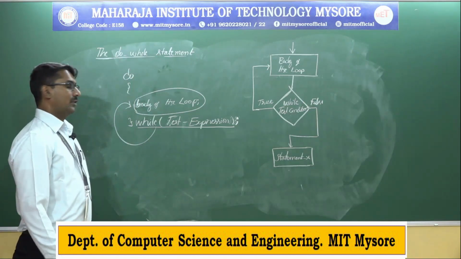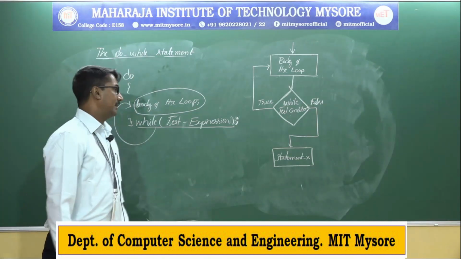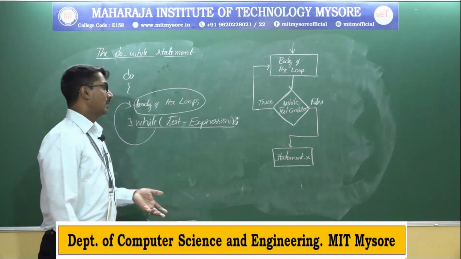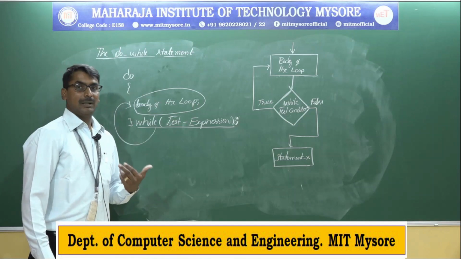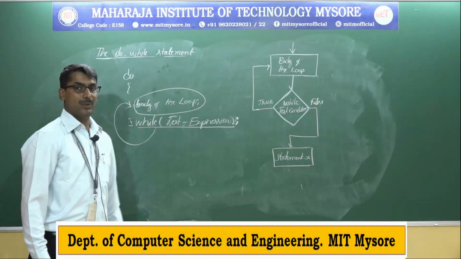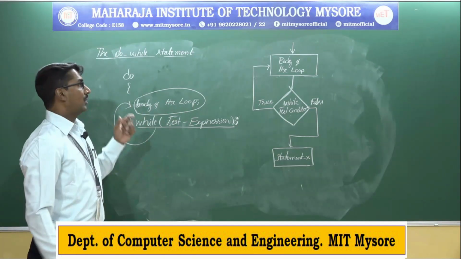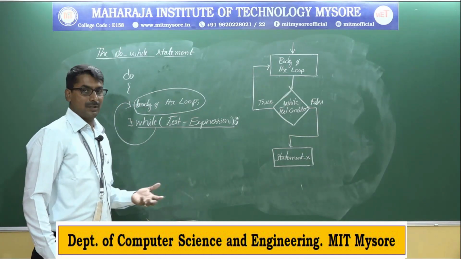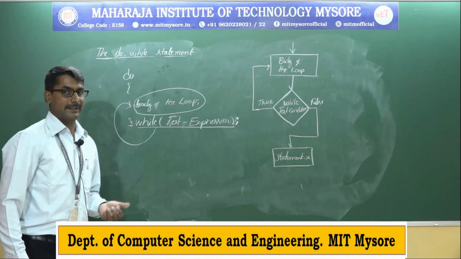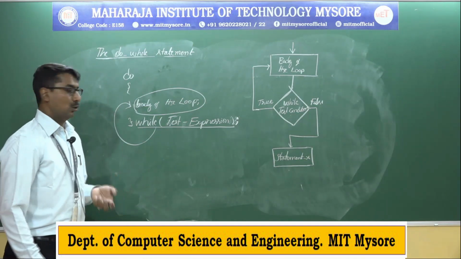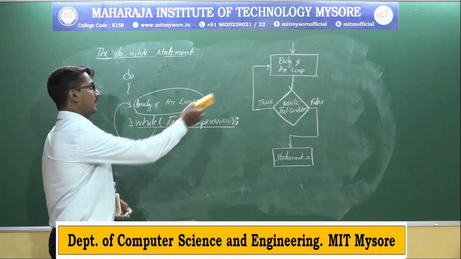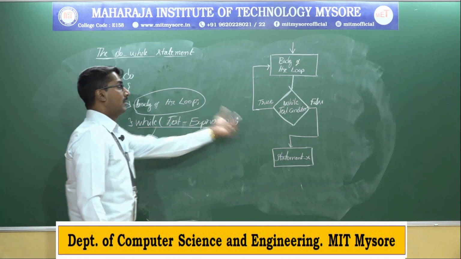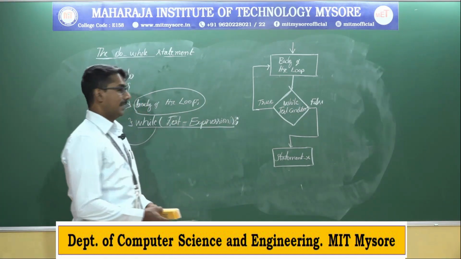So the do while loop is used when we want to execute the body of the loop at least one time. If you want to execute the body of the loop at least one time, we use the do while statement. So do while is an exit control loop or post control loop or bottom testing loop. So that is the general form and the flow diagram of do while statement.